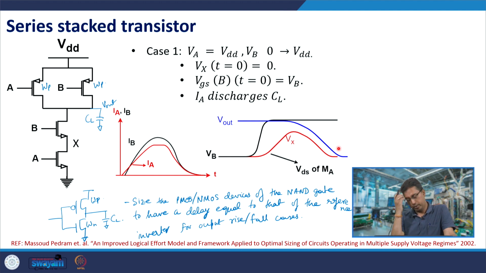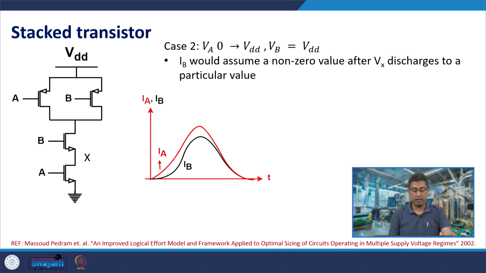So, that is what you will observe for the lower transistor, upper transistor switching. So, this is the case of upper transistor switching. Now, let us look at the second case of lower transistor switching. So, here this is at VDD already. So, initially transistor B is at VDD.